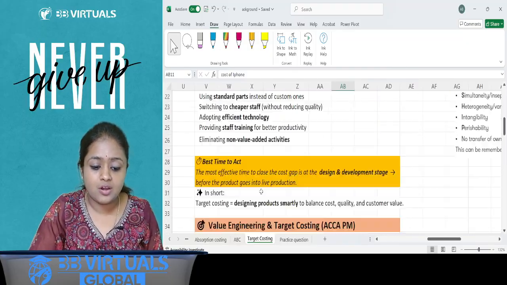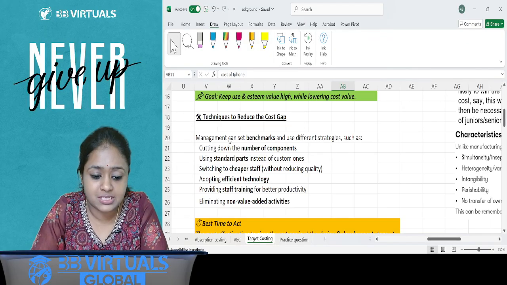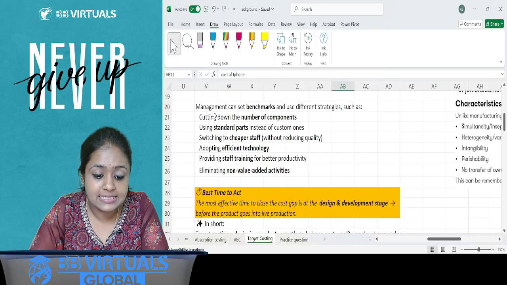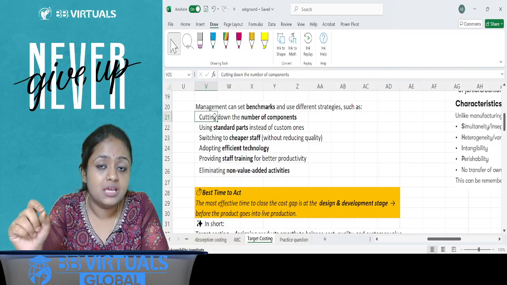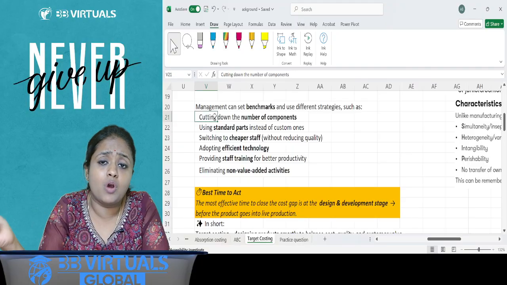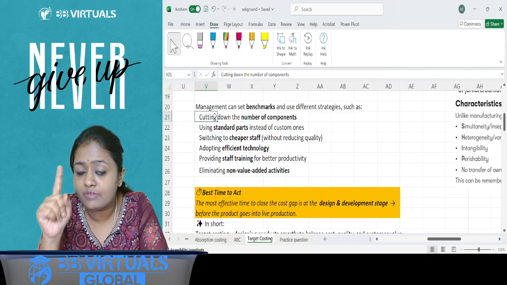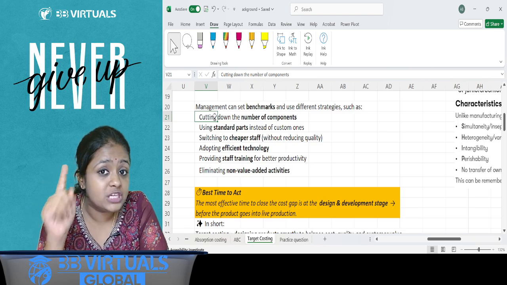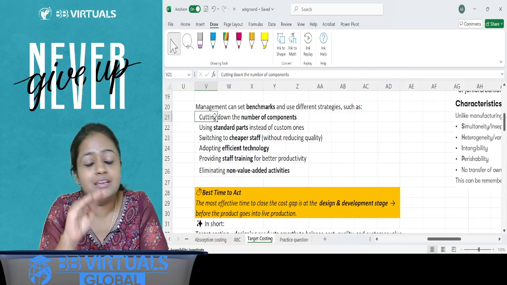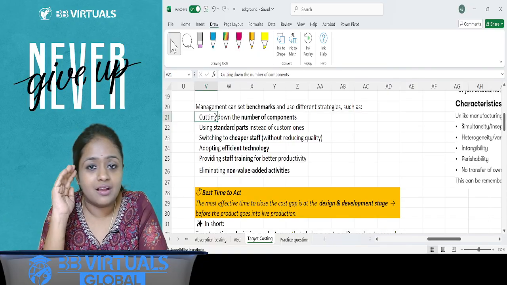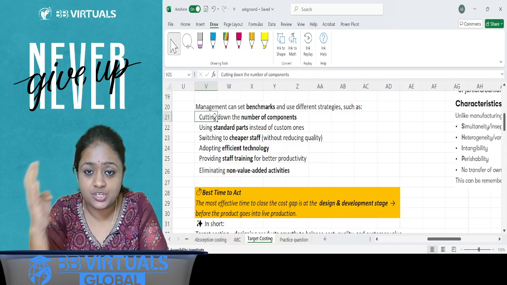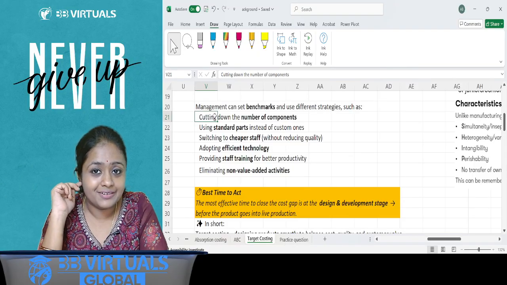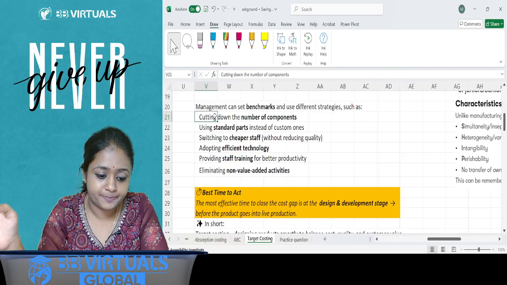Got it? So now here, how can we apply the techniques to reduce the cost gap in case of value analysis? Like we have discussed for value engineering, we should take steps to cut the number of components, maybe replace them with similar quality cheaper components. However, be very, very clear, when we have cheaper components, there is a very high risk that the customer may not go for it if the product has lost its levels of satisfaction or quality.